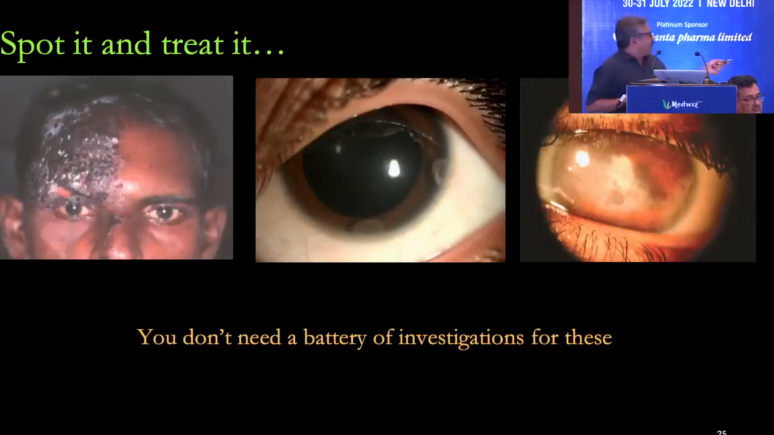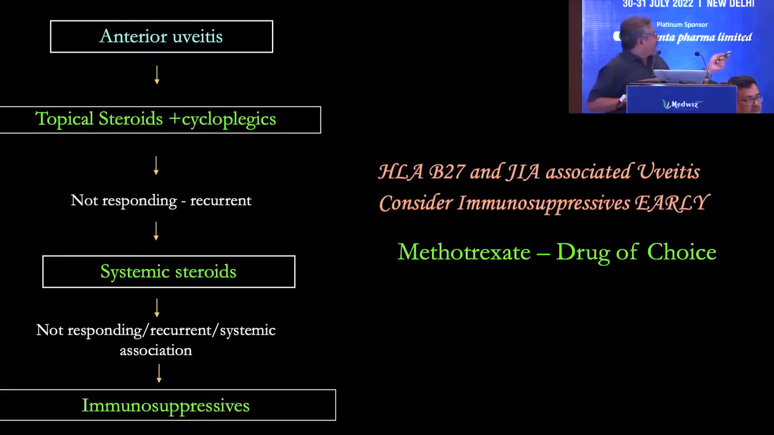Sometimes it's so easy, spot it and treat it. So anterior uveitis, treat with topicals. If it's not responding and recurrent, then systemic steroids. And in specific diseases like HLA-B27 or JRA, immunosuppressive therapy can be started early. For me, methotrexate is the drug of choice, initially at least.